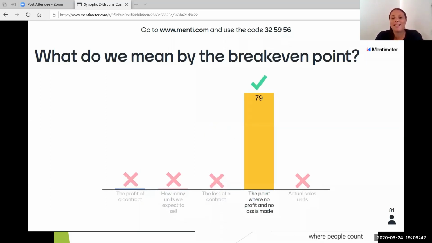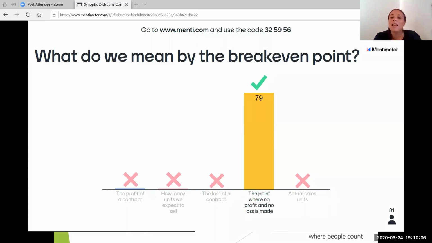Oh, brilliant. Look at that. 79 people and Joanna in the text box getting that right. Spot on. You're absolutely right. Great costing knowledge, guys. I don't think we've had an answer like that so far in our weeks. The point where no profit and no loss is made. You're absolutely right. So that means that at that point, I've sold the number of units. That means I don't make any profit or any loss.